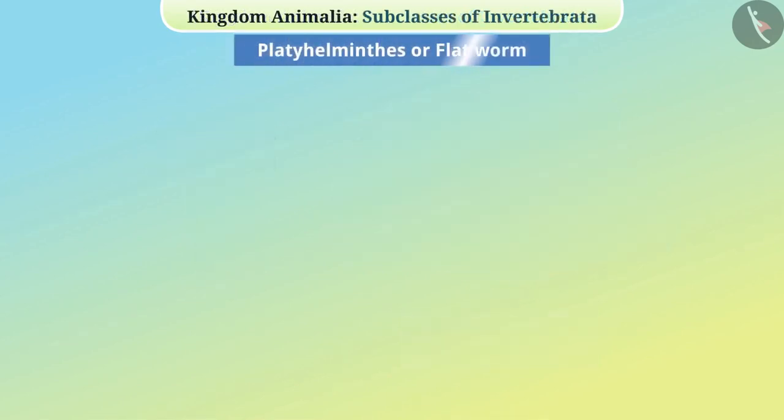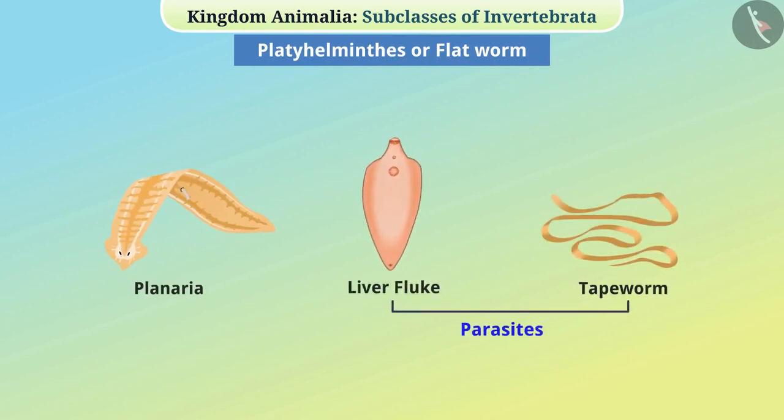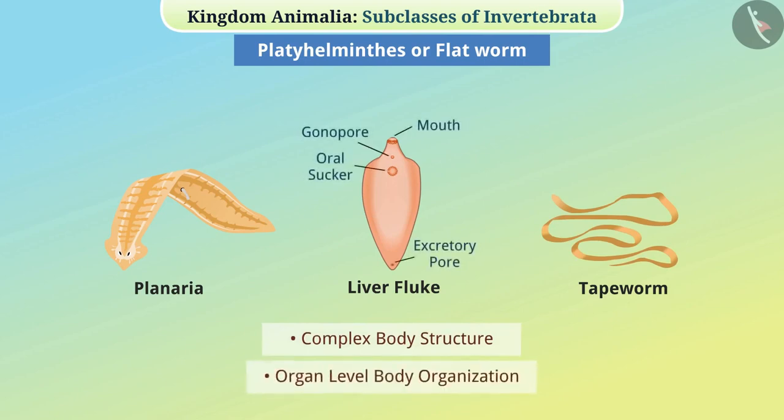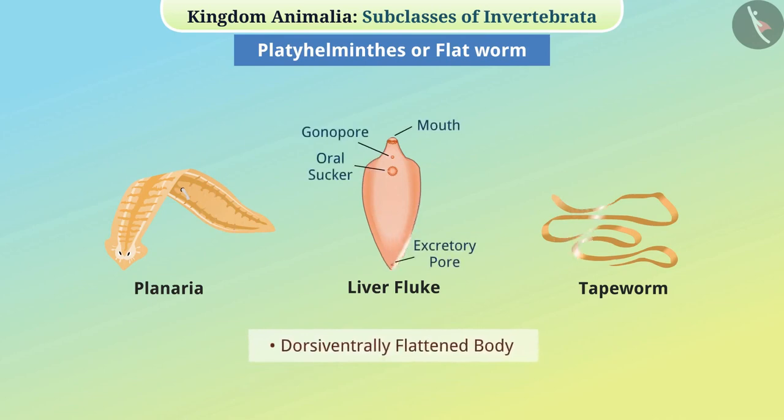Platyhelminthes or flatworm. These include free-living animals such as planaria and parasites such as liver fluke, tapeworm, etc. Their body structure is more complex than earlier classes and their body organization is at the organ level. Their body is dorsiventrally flattened. Hooks and suckers are found in their body, with the help of which they remain attached to the host body.